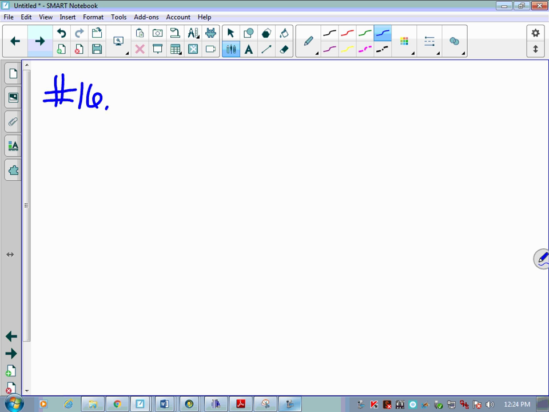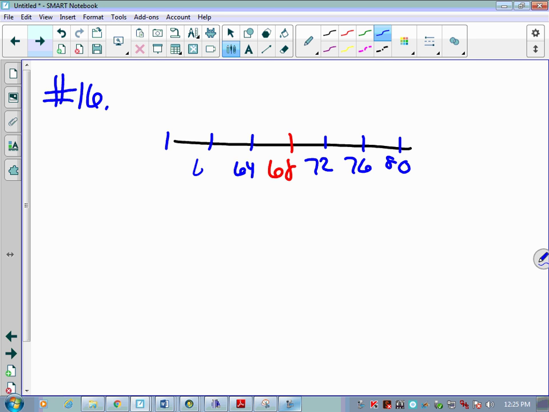Number 16. Test scores were normally distributed with a mean of 68, standard deviation of 4. Approximately what percentage of scores lie between 64 and 72? So let's start off by putting our data in here. We've got a mean of the distribution at 68. It says a standard deviation of 4. So we get 72, 76, and 80. Over here, we get 64, 60, and 56.